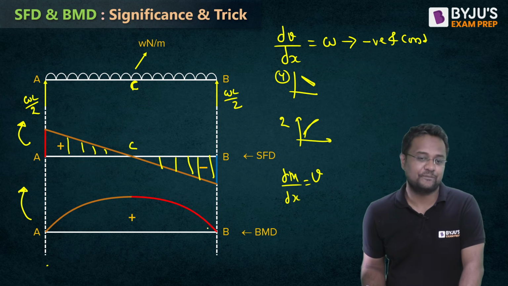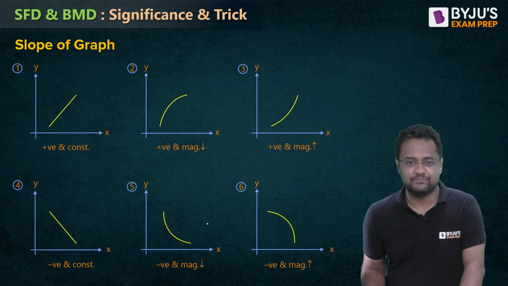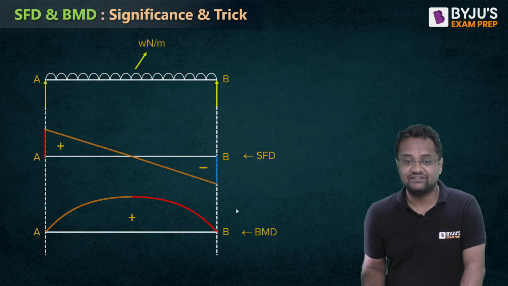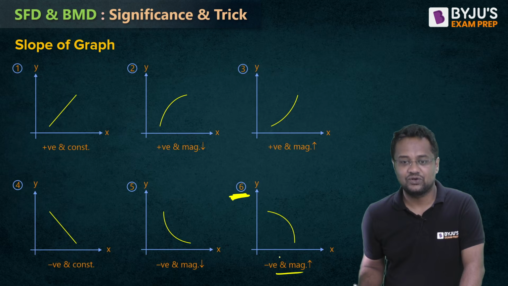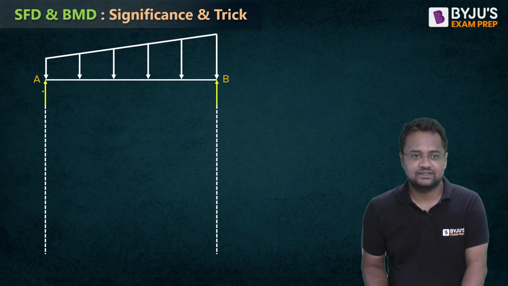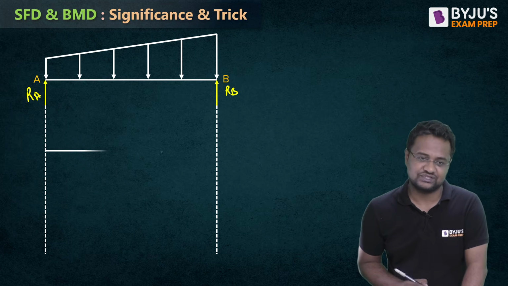You can see from those 6 graphs. This is graph number 6, negative and increasing, as we have drawn here. Now let me take one more example. Suppose this is a beam. These are the reactions, RA and RB. I'm not going into the values.